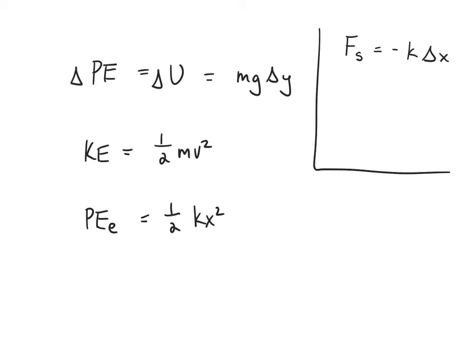K is the spring constant. So K can be called the spring stiffness, the spring constant, the spring rigidity. Any of those words are fine. I don't know if coefficient's been used, so be careful with that word. But yeah, spring constant really is the word.